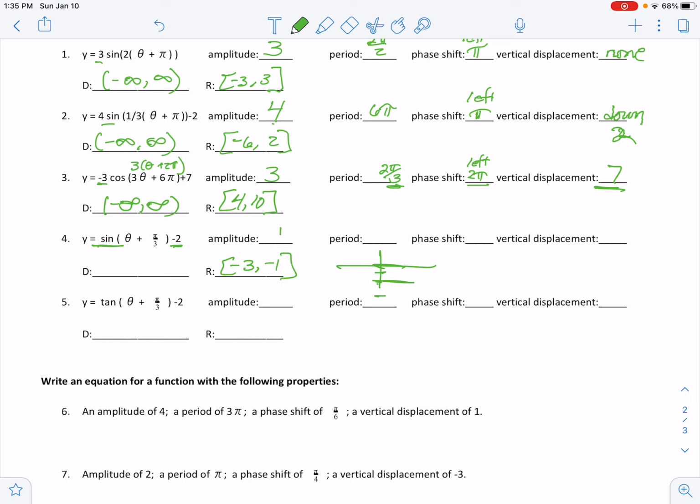Amplitude is still 1. The period is 2 pi. The phase shift is left pi over 3. And the vertical displacement is down 2. This should have said up 7.